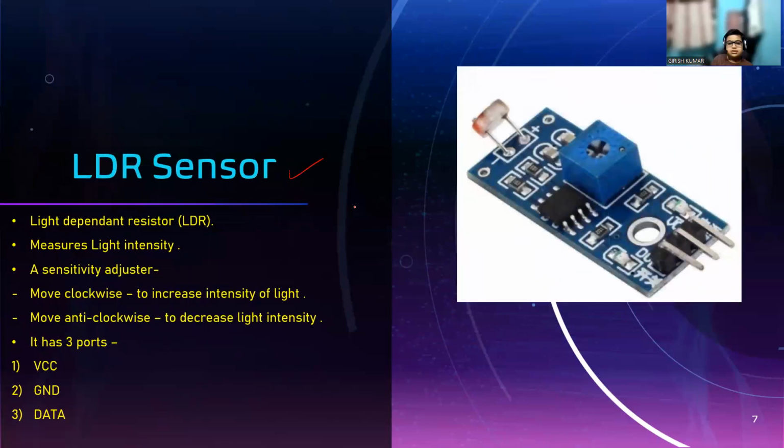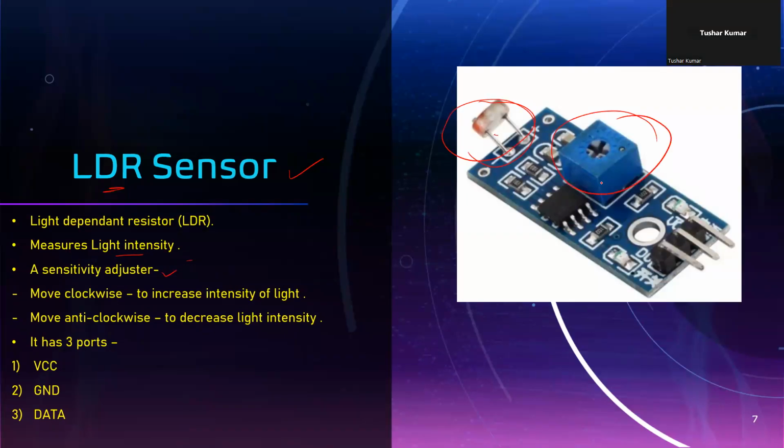The third sensor is the LDR sensor, and the full form of LDR is light dependent resistor, meaning it is dependent on light. So it measures light intensity. At the top of it, it has a sensitivity adjuster. If we move it clockwise, it will increase the sensitivity to light, and if we move it anti-clockwise, it will decrease it. It has three ports. First is VCC, second is ground, and DO means the data cable.